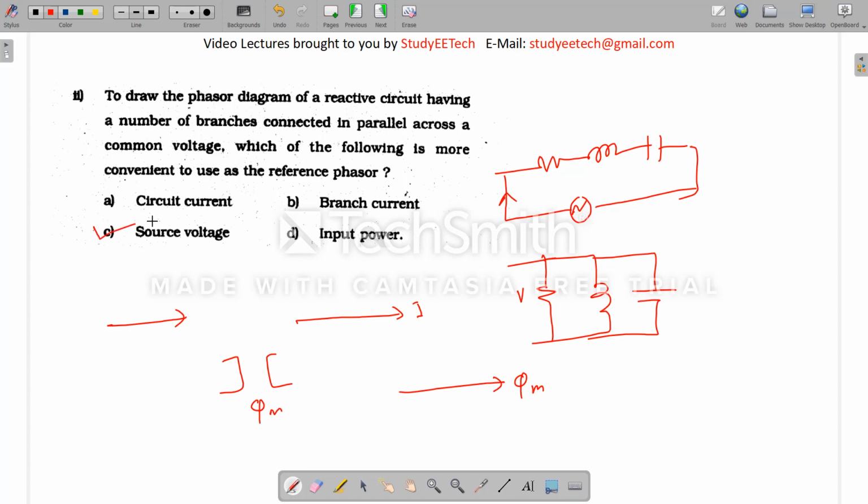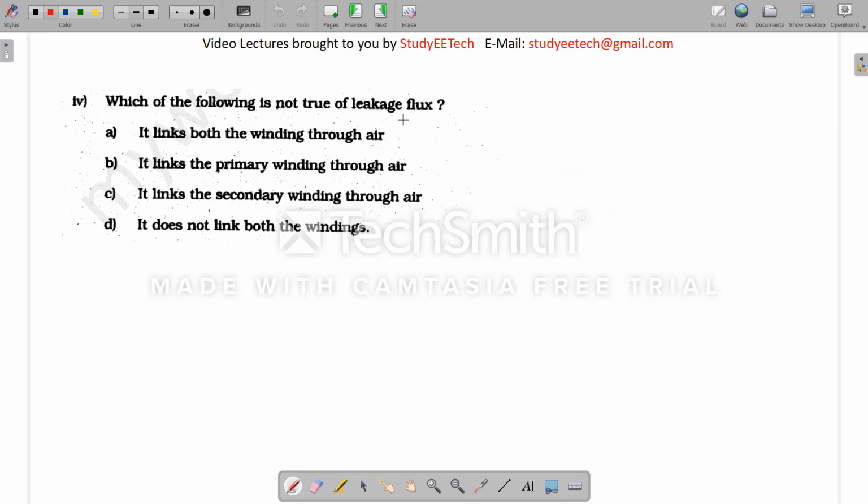So source voltage. Next question, which of the following is not true for the leakage flux? We have also discussed the same question. "It links both the windings" is wrong, right? So this will be the answer. This is wrong and this is the answer.